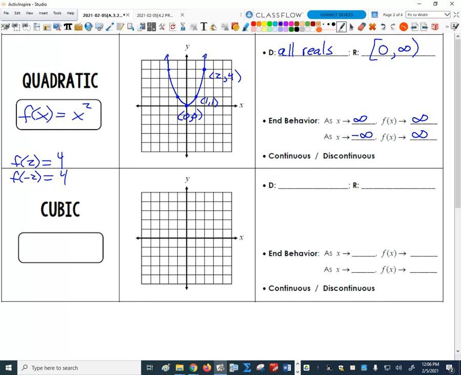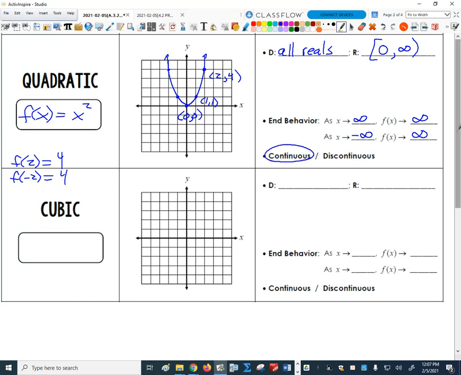Continuous or discontinuous, Melinda? You can just type it in chat or say it, whatever you prefer. Aiden Bork? Continuous or discontinuous? Continuous. There you go. Good. I can graph that without picking my pen off the board.